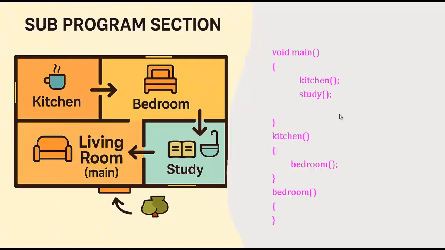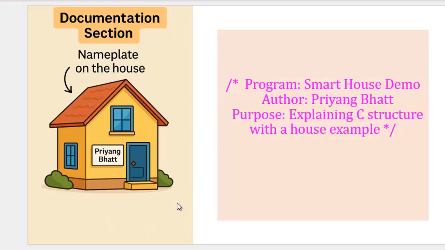This is the general structure of a C program, having these sections: documentation section, link section, definition section, global declaration section, main function section, and subprogram section. Subprogram section, also called as user defined function section. Now let's jump to coding and let's code this. So now let's start with our first section, documentation section, nameplate of our house, right?